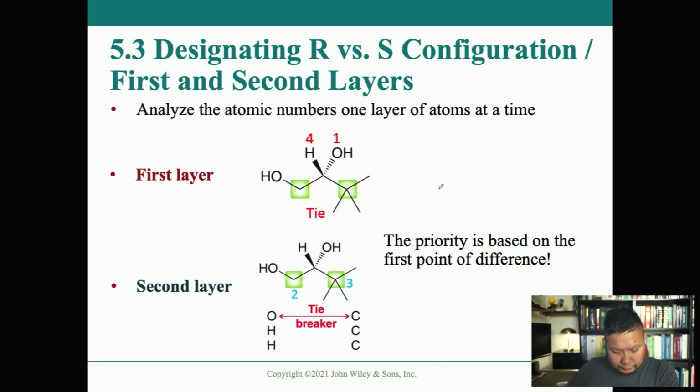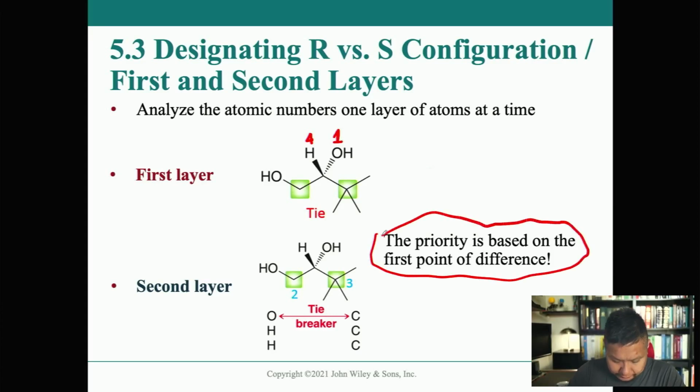So here's another example of what we just did in the last slide. Again, 4 here because hydrogen is always the lowest priority, and then we already know that oxygen is 1 because it's the highest priority with the highest atomic number. The priority is based on the first point of difference when you do the second layer. Here we have a CH2 again. We have 2 methyl groups again on the other side.